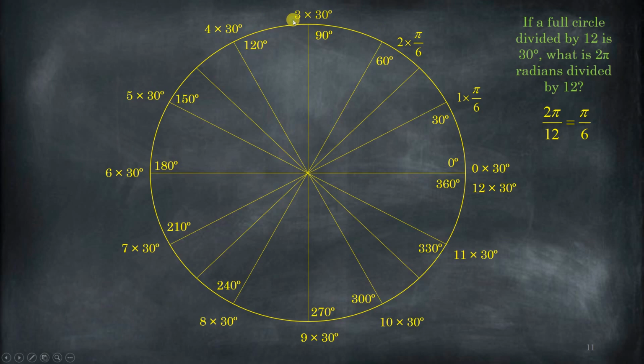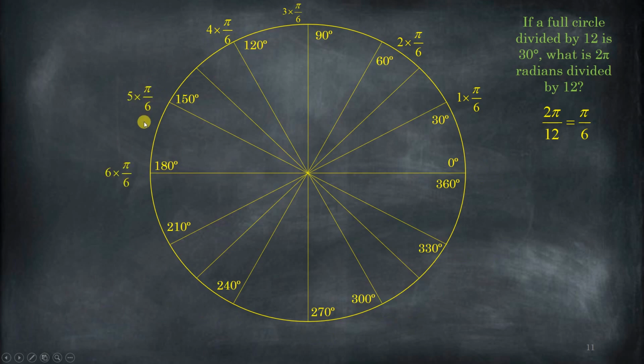This would be 3 rotations of pi over 6. This would be 4 rotations of pi over 6, and then 5 rotations of pi over 6, 6, 7, 8, 9, 10, 11, and 12, until you went all the way around the entire circle. Do you see? So each one of these 30-degree angles is the same as pi over 6, and we have 12 of them to make a full circle.